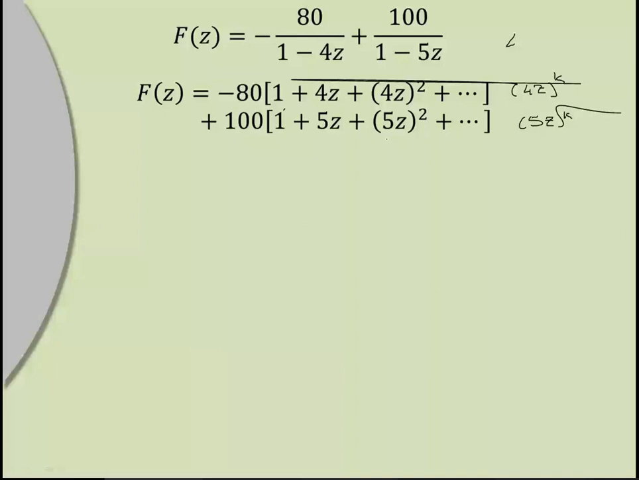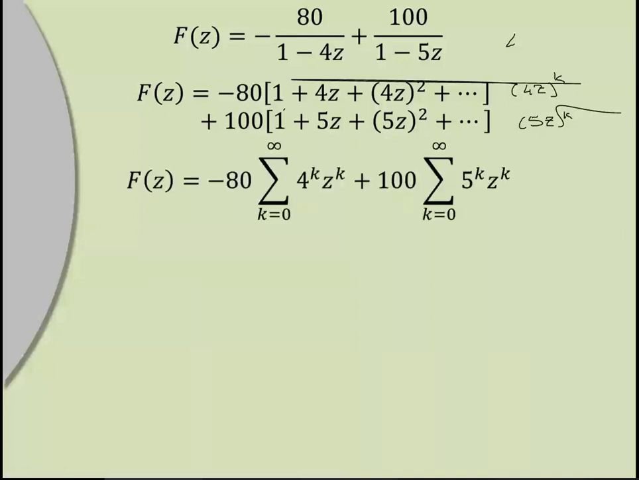So what is that term? It will be 4 raised to k z raised to k. 4z raised to k is nothing but 4 raised to k z raised to k. Okay, so it is summation of 4 raised to k z raised to k, and the second term will be summation of 5 raised to k z raised to k. Now by putting what values of k do we get this first term? We get this first term by putting k equal to 0. We get this term by putting k equal to 1. We get this term by putting k equal to 2. So k is taking values from 0 to infinity.